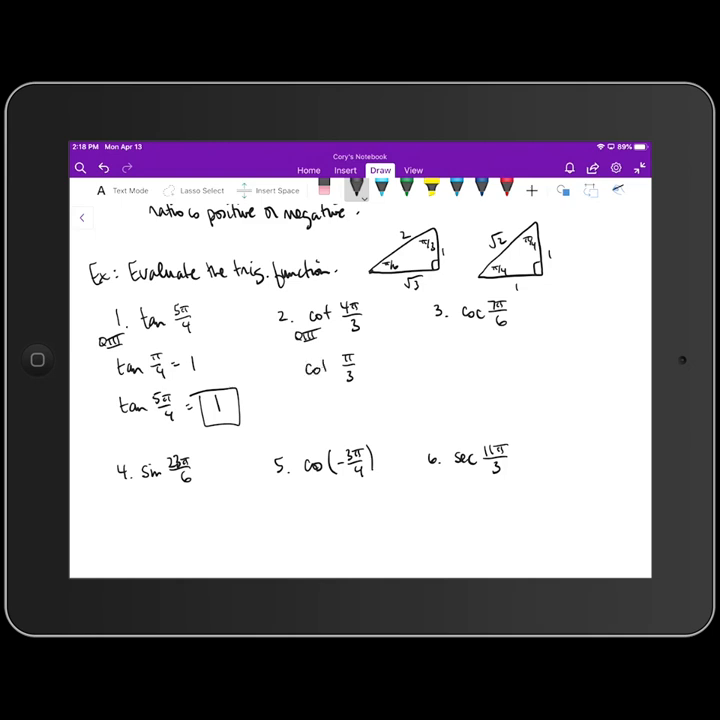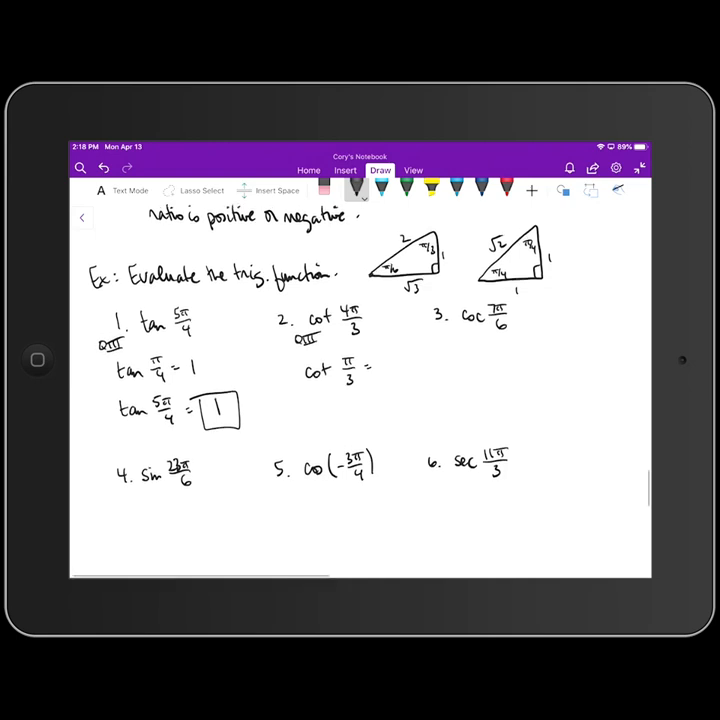Step 4, we evaluate our trig function at the reference angle. So the cotangent of pi over 3 is going to be adjacent over opposite. So that's 1 over rad 3, which rationalizes to rad 3 over 3. And then the cotangent of 4 pi over 3 has that same ratio. We know that cotangent is positive in quadrant 3.